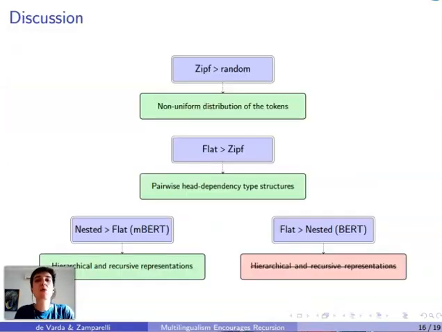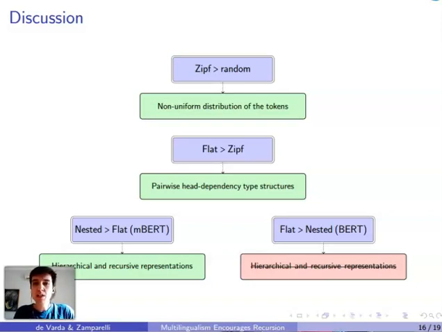The fact that both models showed a facilitation induced by the Zipfian corpus with respect to the randomized baseline suggests that both models were expecting a non-uniform distribution of the tokens. Then the fact that both BERT and multilingual BERT's predictive behavior were improved by implementing flat dependencies in the input highlights the role of pairwise head-dependency type structures in the structural embeddings of the transformer networks.